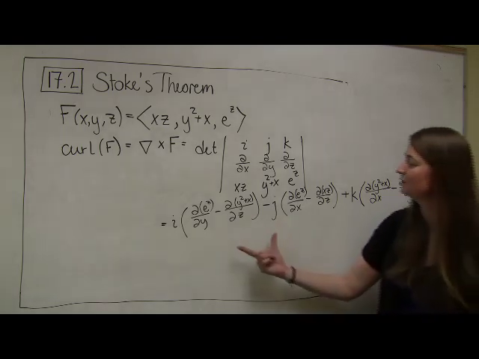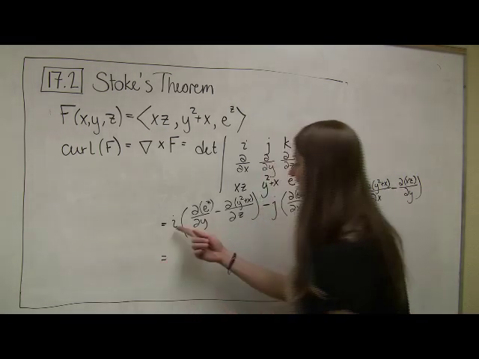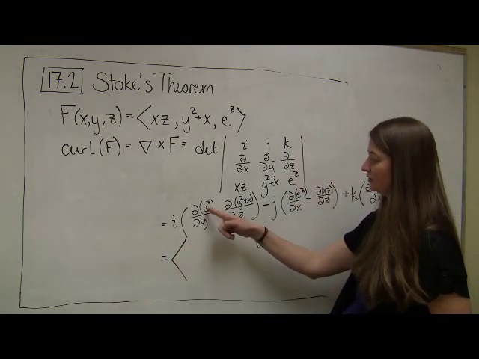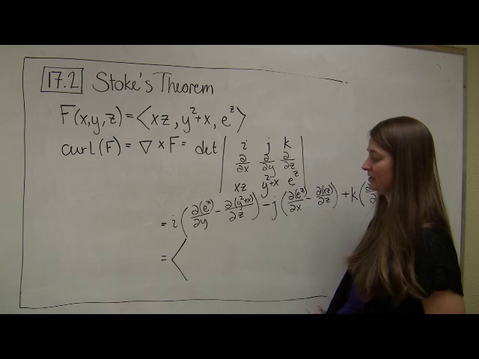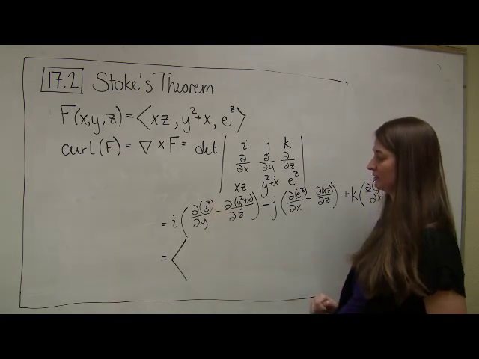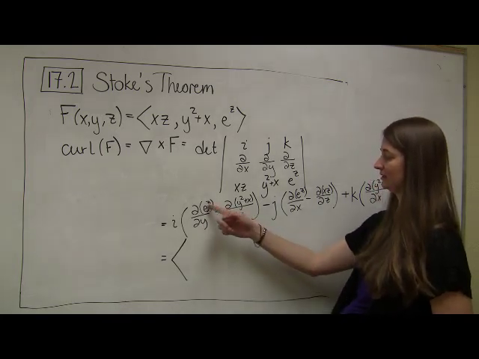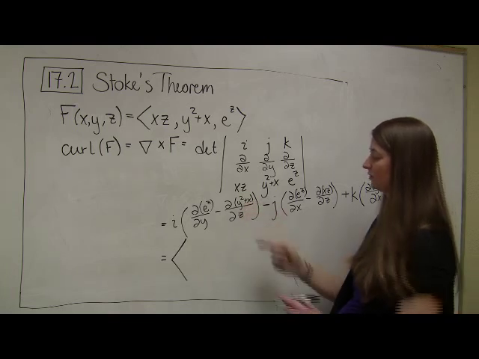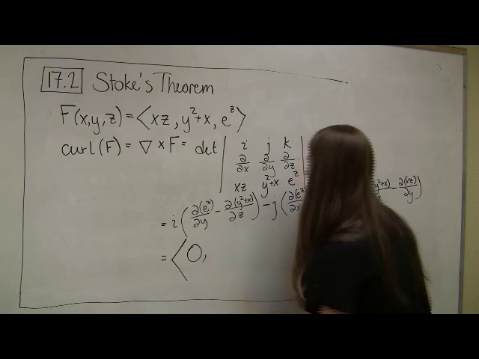So let's go ahead and compute this. That means that in my ith component, if I were to represent this as a vector, I see that my partial derivative of e to the z with respect to y is just 0, right? There are no y's in here, this is just a constant. Similarly, this term is also 0. There are no z's in this formula. So my first component is 0.